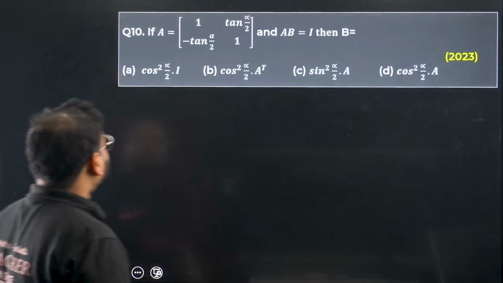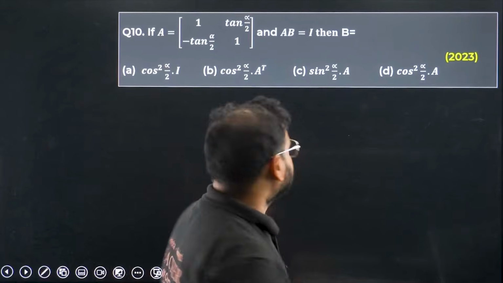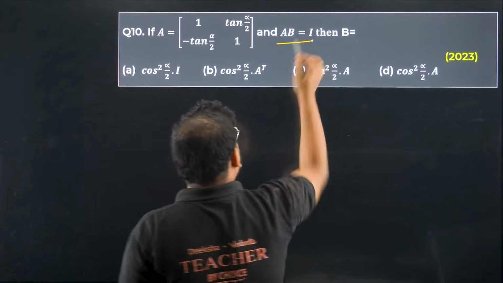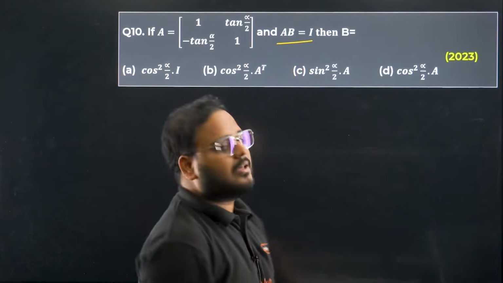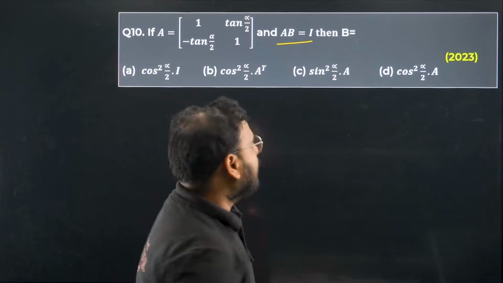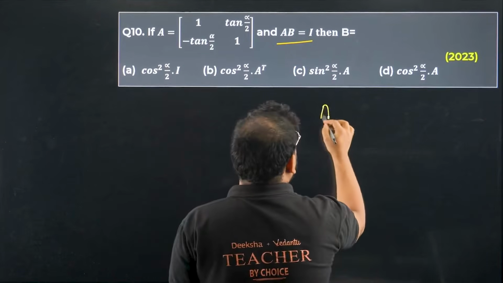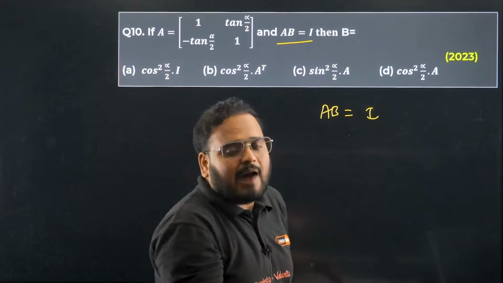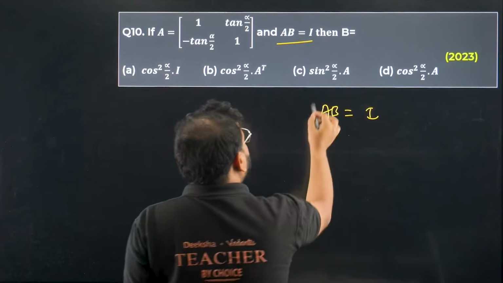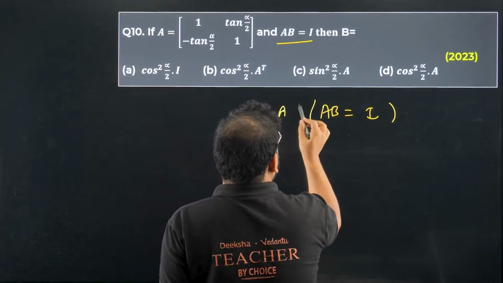Chaliye. Next one, question number 10. Okay, they are saying that AB is equal to I. So far it's fun, right? AB equals to I. Asking what is B. What it means, sir? It means B, if I have AB equals to I, of course to get B, I have to apply A inverse on both sides.